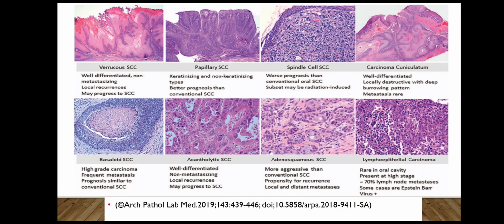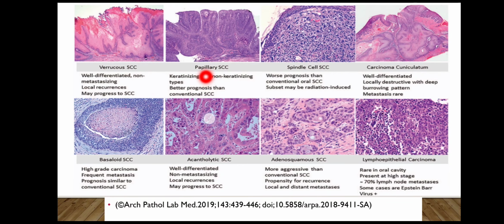There are different types of squamous cell carcinoma. Verrucous carcinoma is the well differentiated type. There won't be any cytological atypia, but it can be identified based upon the local invasion, the bulldozing appearance of the rete pegs. It is non-metastasizing, but local recurrences can occur, and this verrucous SCC can progress to proper well differentiated SCC as well.